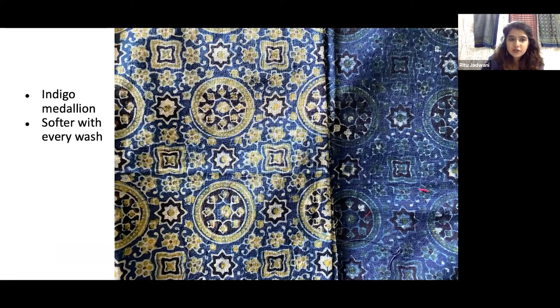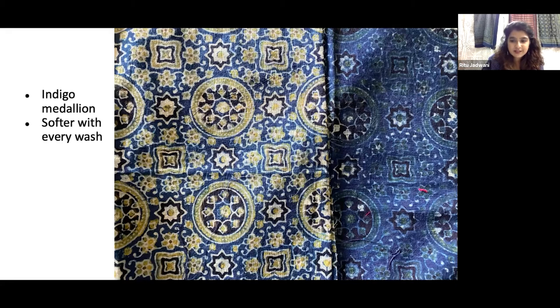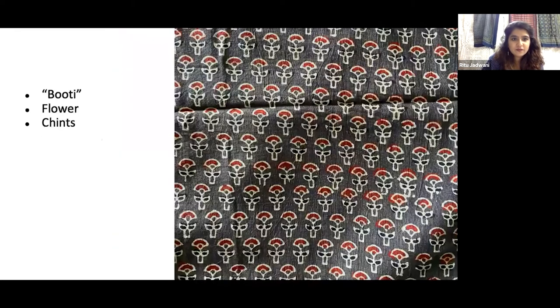The beauty of Ajrakh is it becomes softer with every wash, and the colors start to glow better because they have been soaked, washed, and rinsed again and again as you start using the textiles. Here is a booty print. In Hindi, we call it booty, which translates into flowers or chintz.